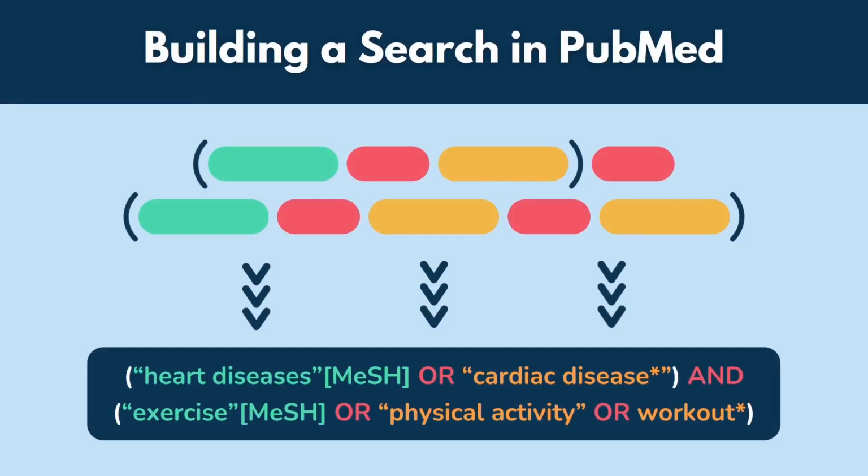An example of a more fleshed-out search would look something like this. Our first concept, that being heart disease, consists of a subject heading combined with a keyword using the Boolean operator OR, while all being surrounded in a set of parentheses. The second concept, relating to exercise, is similarly contained within a set of parentheses and consists of a combination of subject headings and keywords. The two concepts are then combined using the Boolean operator AND to retrieve results that touch on both heart disease and exercise.